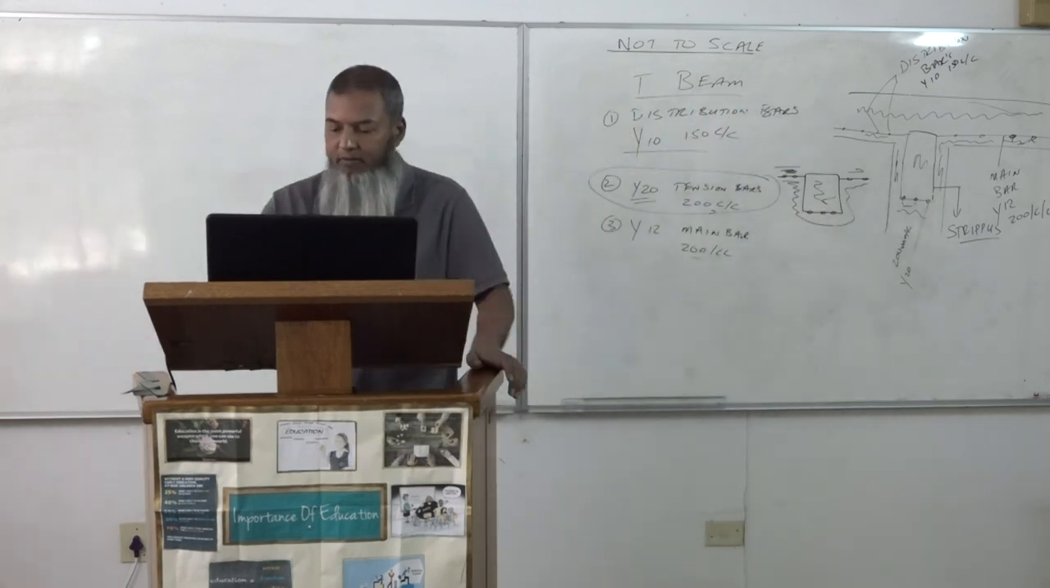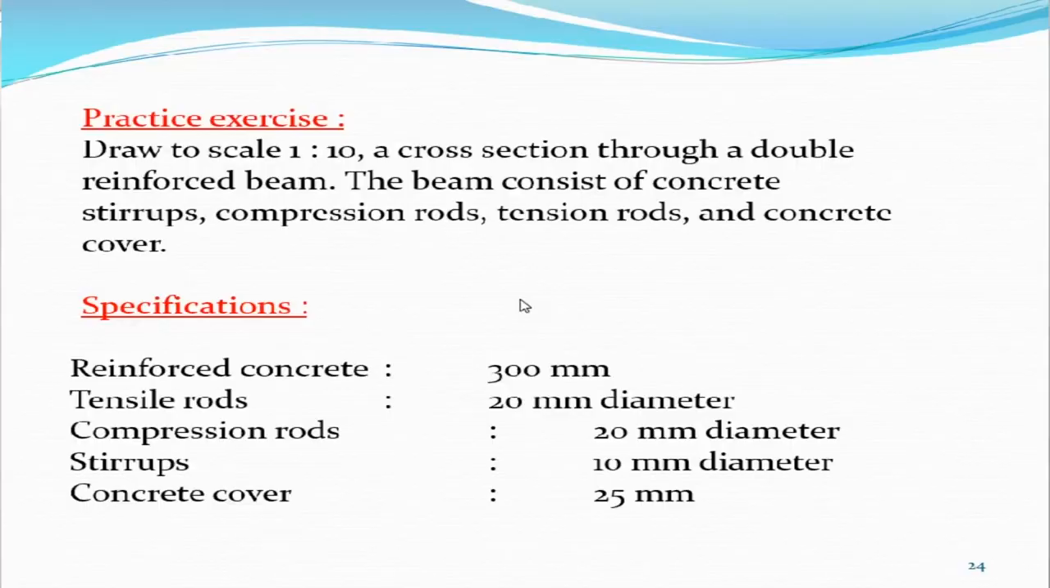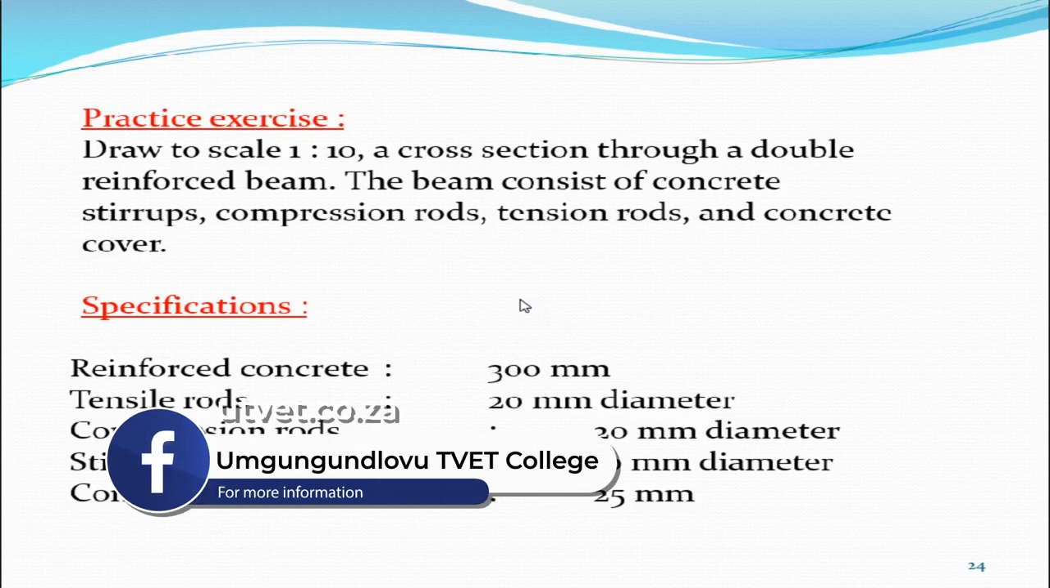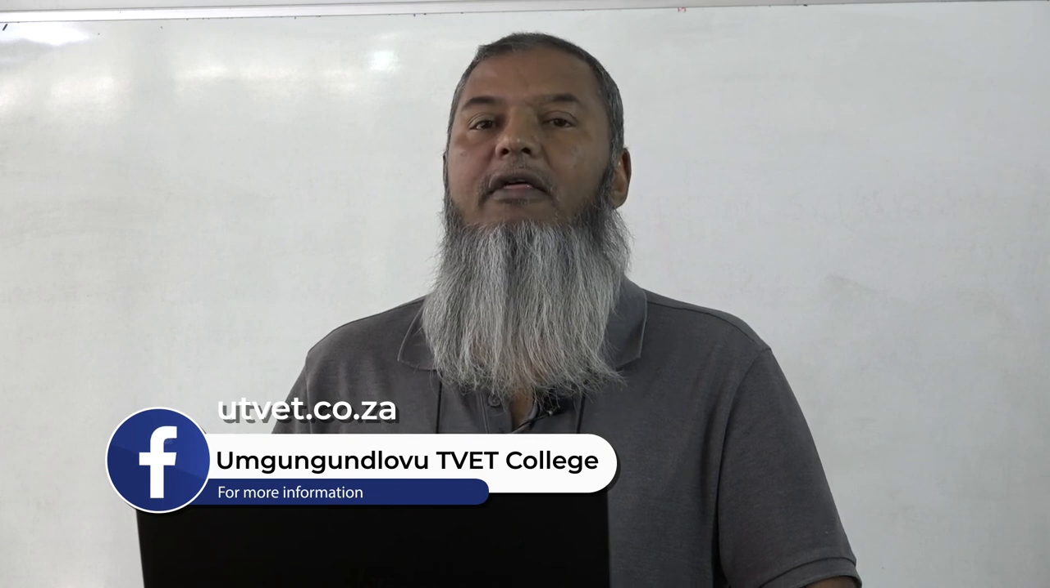With that said and done, guys, we can move forward, and here's a practice exercise that you need to complete. Specifications on your screen in front of you. Draw to scale 1:10 a cross-section through a double reinforced beam. The beam consists of concrete, stirrups, compression rods, tensile rods, and concrete cover. Your specifications are as follows. Reinforced concrete, 300 millimeters. Your tensile rods, 20 millimeters. Your compression rods, 20 millimeters. Your stirrups are 10 millimeters. Your concrete cover is 25 millimeters. Thank you and be safe.